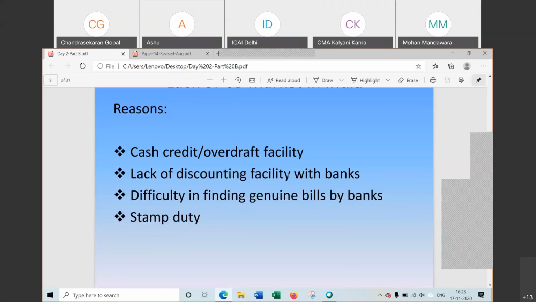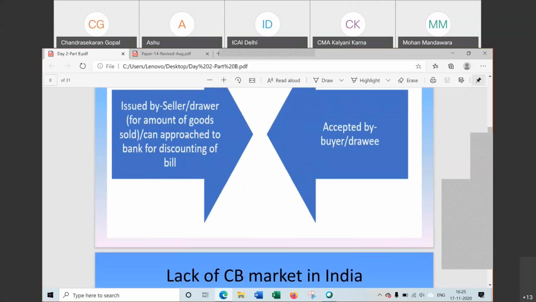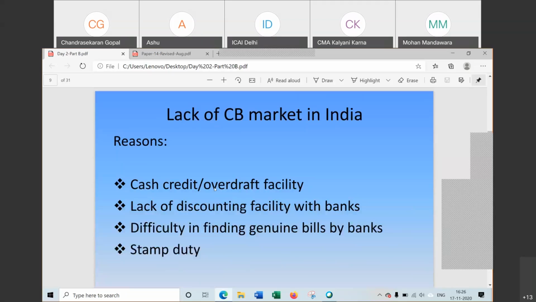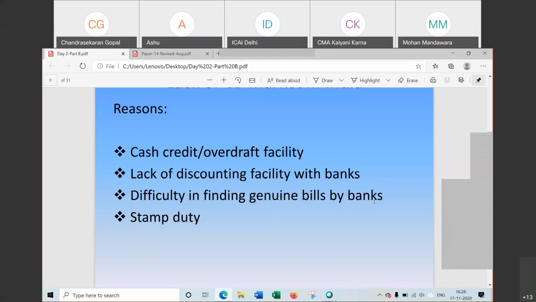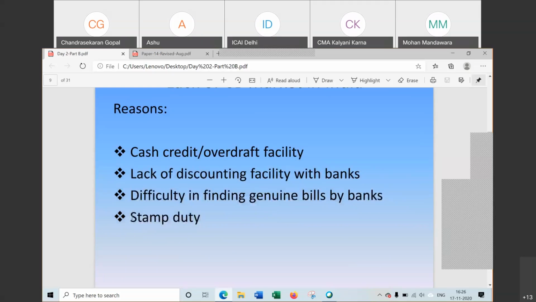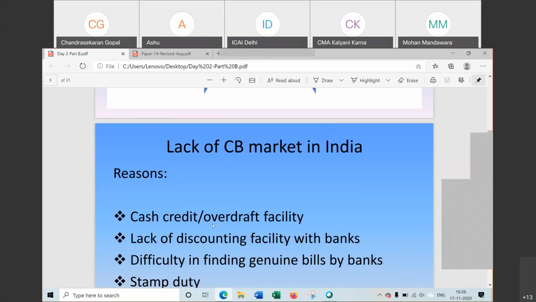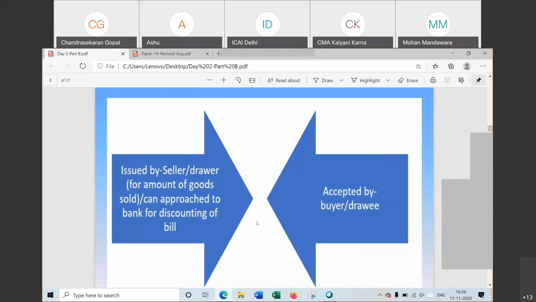Second, lack of discounting facility. Not all banks discount the commercial bill, so the seller will have to find a bank for discounting. Third, difficulty in finding genuine bills. Whether a bill is genuine or not is difficult for a bank to find out; they would have to hire another department to check for genuine bills. So this market is underdeveloped in India. And next, stamp duty is also there with commercial bills. So these are some of the reasons why the commercial bill is not developed in India. That is like a bill of exchange.